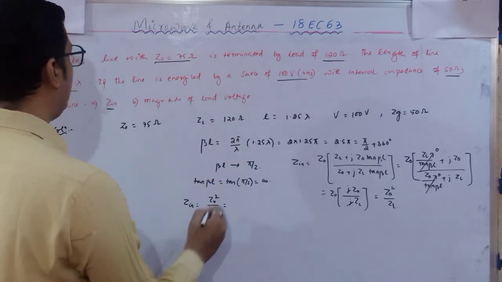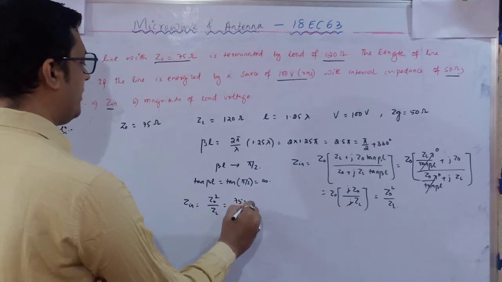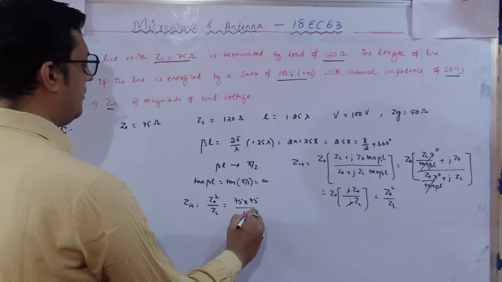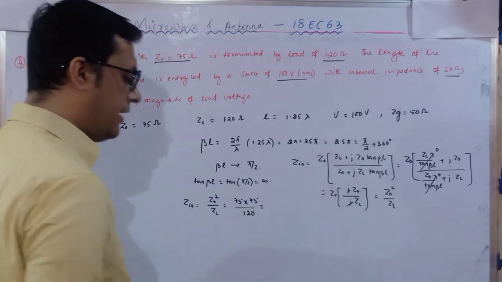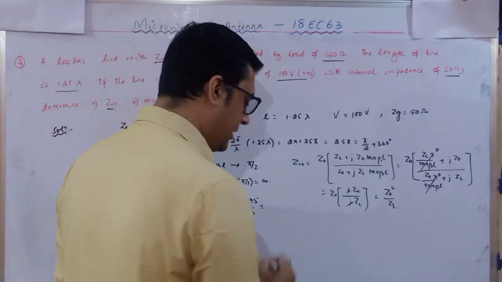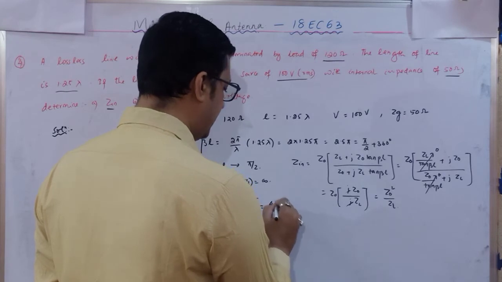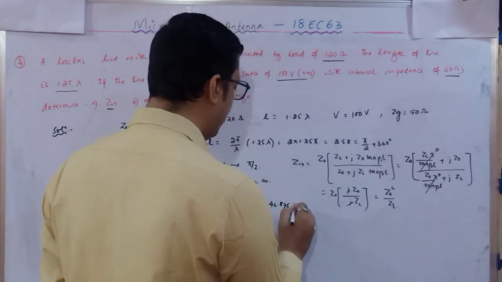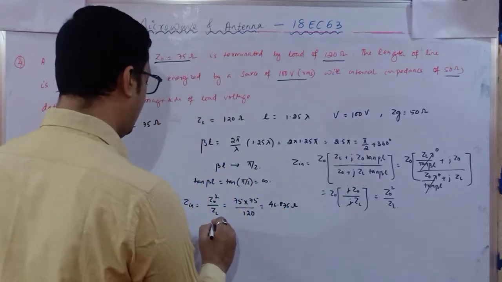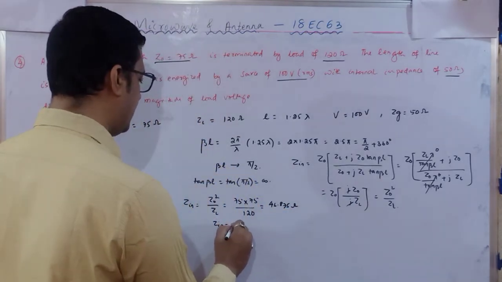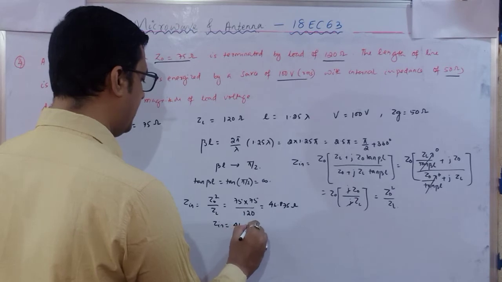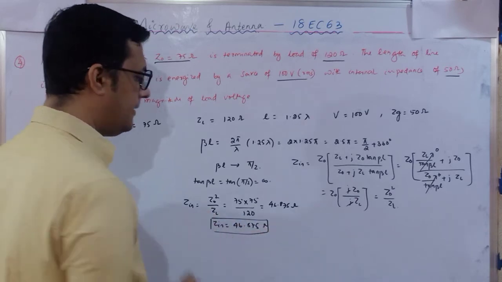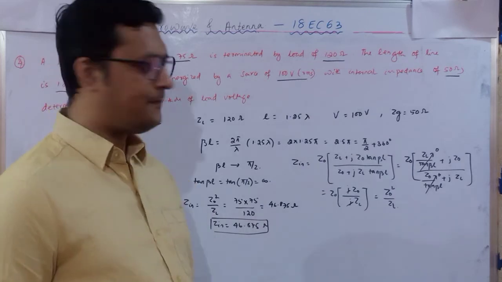What is Z0? Z0 is 75 into 75. What is the load? Load is 120. After solving this, you will get 46.875 ohm. So this is my input impedance, 46.875 ohm. Okay, so this is the input impedance.